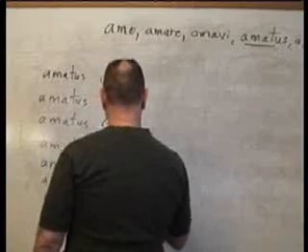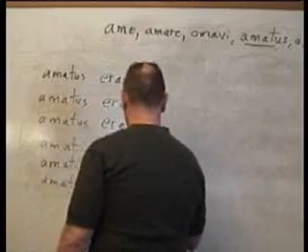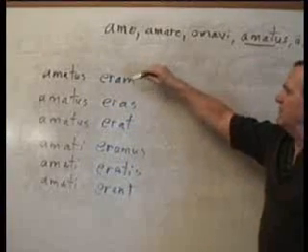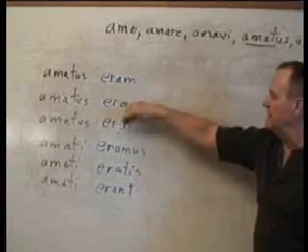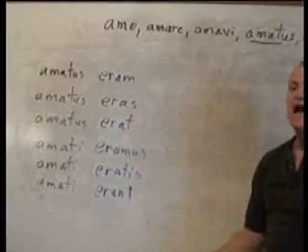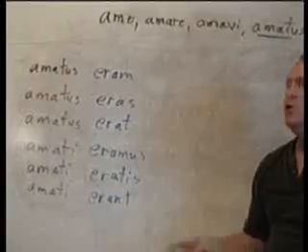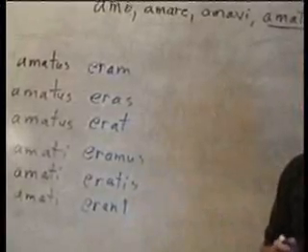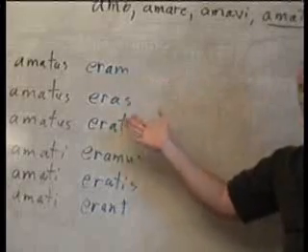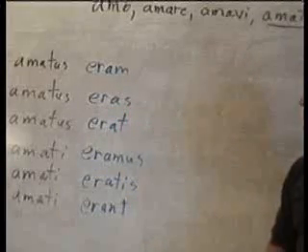Eratis. Erant. There you are: amatus eram, amatus eras, amatus erat, amati eramus, amati eratis, amati erant. Pluperfect tense. I had been loved. You had been loved. No problem? This is as hard as it gets. There you are, folks. This is the pluperfect passive perfect system.